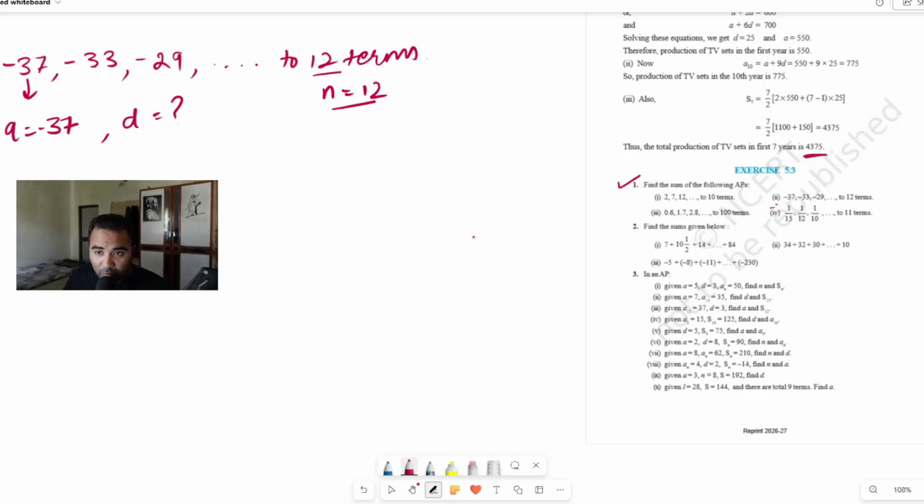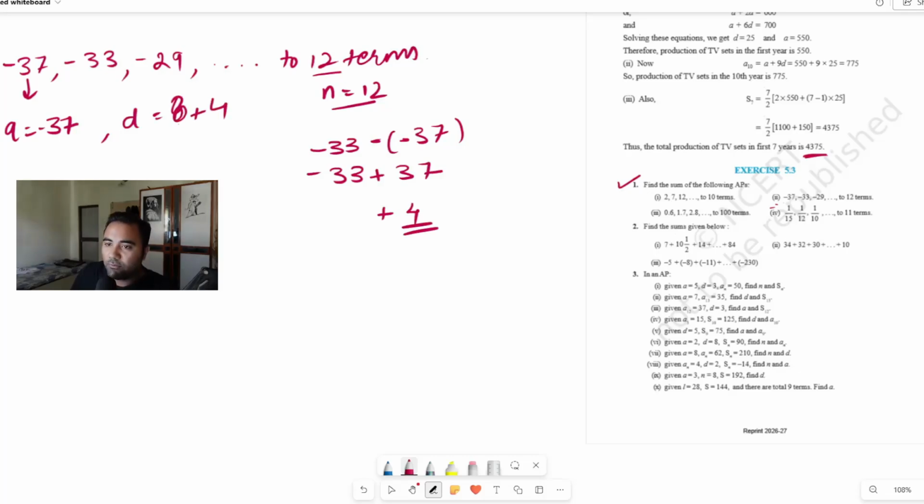You be careful because there are some negative signs involved. So minus 33 minus of minus 37. This is how you will find d. Minus 33 plus 37. So that gives you plus 4. So common difference is plus 4. So now you have d is equal to plus 4.